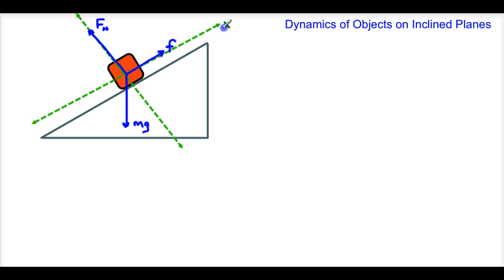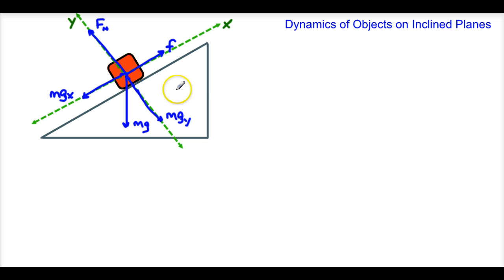This is our new x-axis, which I'll label here as x. Our new y-axis is there since we've rotated it. And I should now see that I have an x and a y component of the weight vector. I'll draw in mg in the y direction, and I'll also draw in over here mg, or the x component of the weight vector.